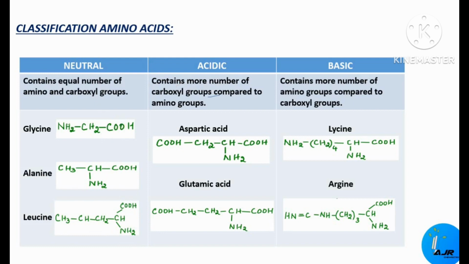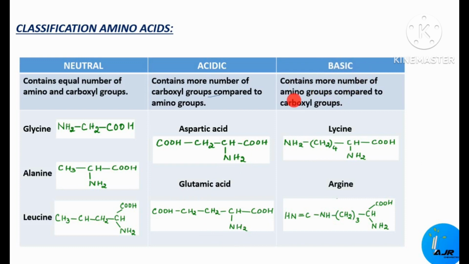Whereas in acidic amino acids, there are more carboxyl groups compared to amino groups. Aspartic acid is an example of an acidic amino acid. Two COOH groups are there but only one amino group. In glutamic acid, two COOH but only one amino group. Is it not?